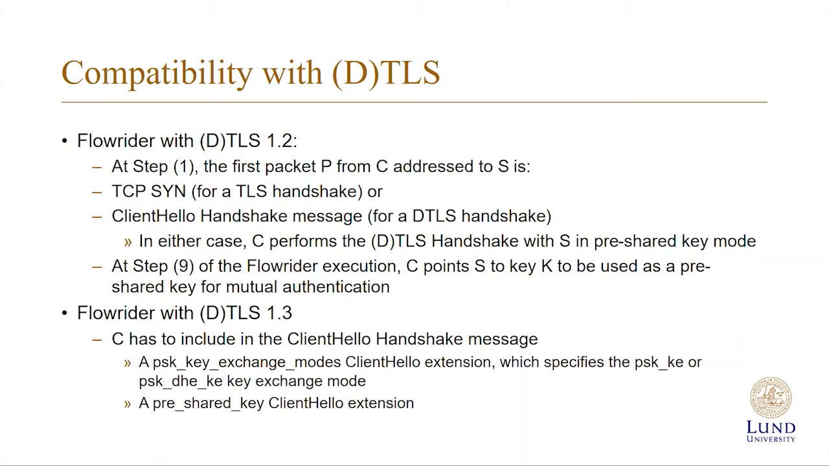So how is it compatible with DTLS or TLS 1.2? At step 1, the client sends the first packet to the server, and if we have TLS handshake, this first packet is a TCP SYN. If we have DTLS handshake, this first packet is a client hello handshake message, and in either case, C performs the DTLS handshake in pre-shared key mode. And finally, in step 9, which was almost the last step, the client points to the server the key, which is going to be used as a pre-shared key for mutual authentication.